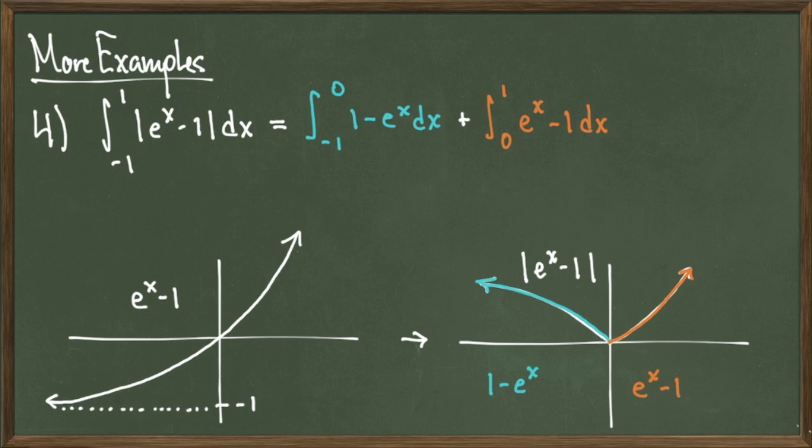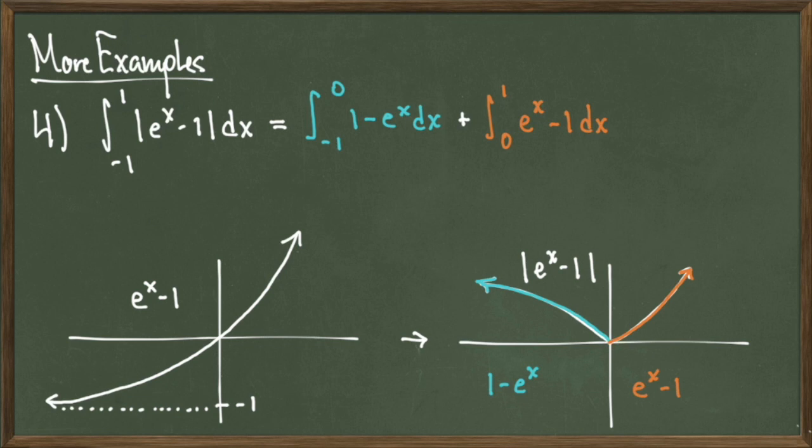The hope is that the picture is going to clarify this breaking up process. 0 is the point where our original function, e to the x minus 1, was changing from negative to positive. To the left of 0, I was looking at 1 minus e to the x after this flip occurred, so that will be my new integrand from negative 1 to 0. And again, since e to the x minus 1 is already positive to the right of 0, that integrand stays the same, and my bounds go from 0 to 1, 0 being this cutoff point.